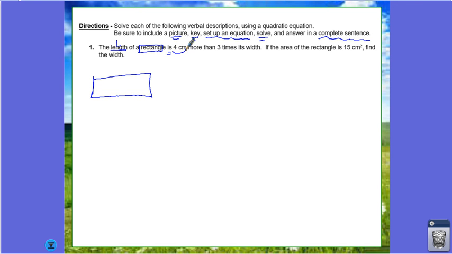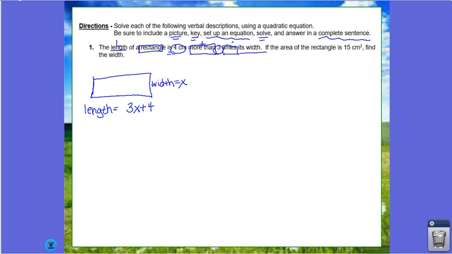The length is 4 centimeters more than 3 times the width. So the length is 4 more than 3 times the width. Well, if I don't know the width, I could say the width equals x, and then the length would have to be 4 more than 3 times the width. Now the area again is 15 square inches.